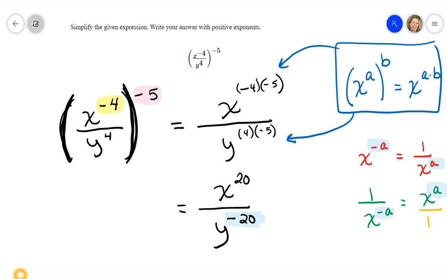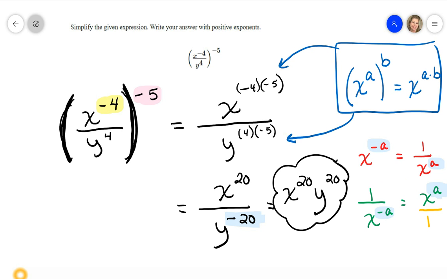All right, so this final answer, you're going to leave the x to the 20 by himself. He's up there in the numerator. He's already positive and happy. The y is going to come up to join him, and that's going to be y to the 20th. This is my final answer. Okay, and again, that's just one way to work that problem.